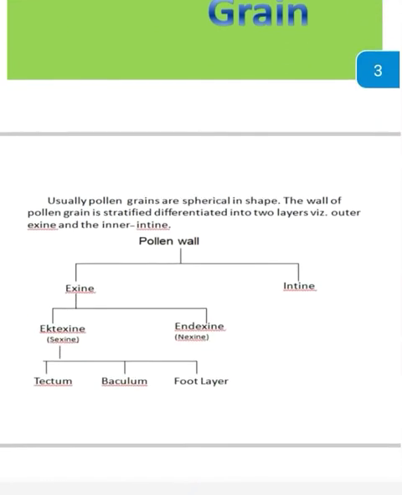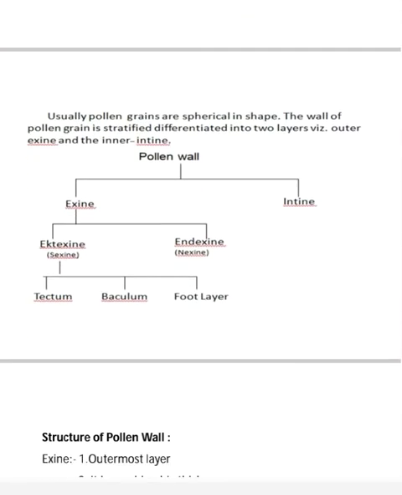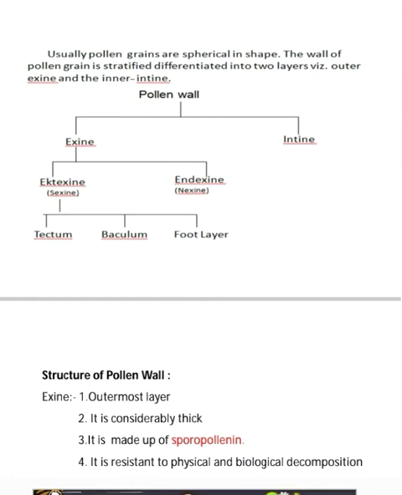Now we discuss the structure of pollen grain. Usually the pollen grains are spherical in shape. The wall of the pollen grain is stratified and differentiated into two layers, namely the outer layer called exine and the inner layer called intine. Exine is again divided into ectexine and endexine. Outer layer ectexine, inner layer endexine.